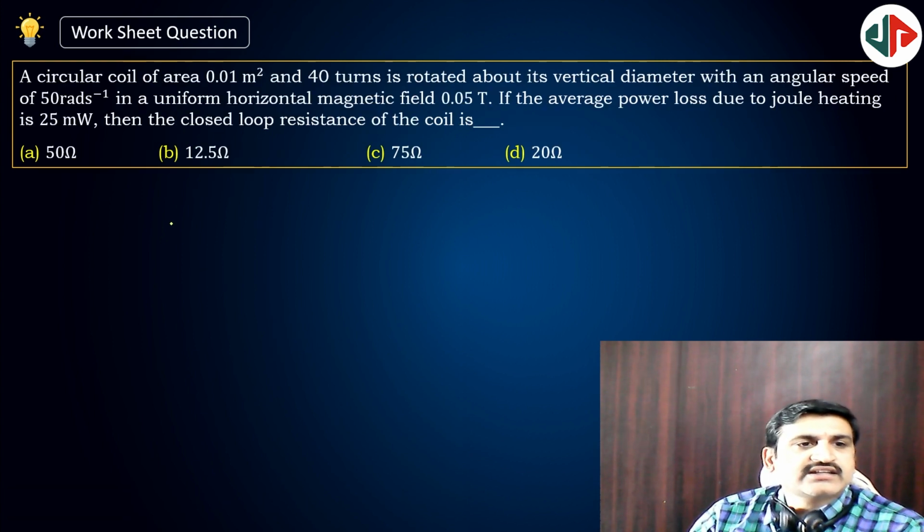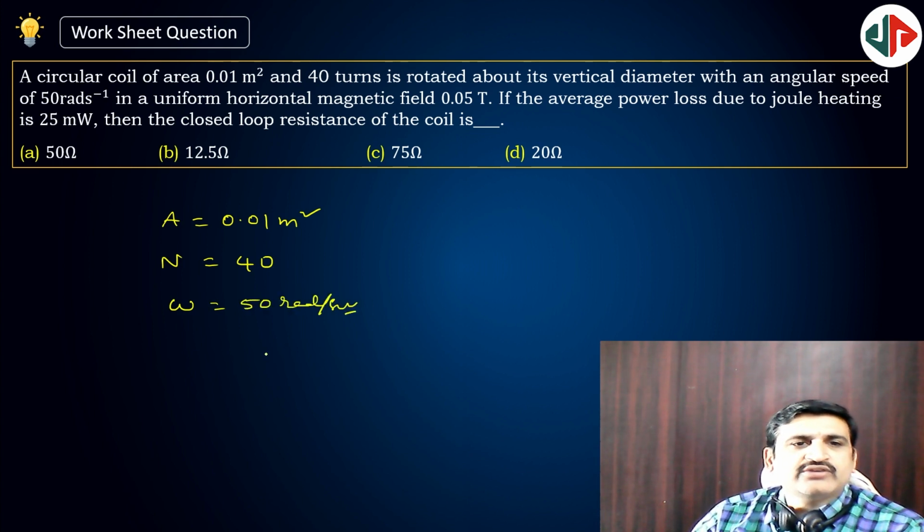B. A circular coil of area A is equal to 0.01 meter square and number of turns is equal to 40, rotated about a vertical diameter with an angular speed omega is equal to 50 radians per second, in a uniform horizontal magnetic field B is equal to 5 into 10 power minus 2. The average power loss due to joule heating is equal to 25 milliwatt, and then closed loop resistance of the coil R is equal to how much?